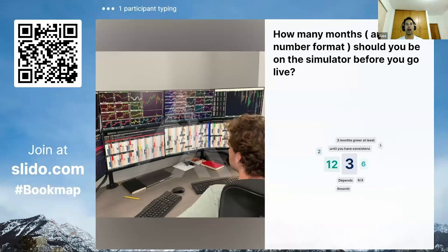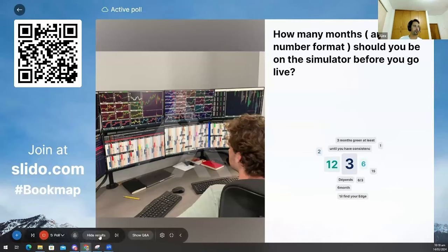But the average on our desk is, best case scenario, 4 months, but the average is between 9 to around 13 months. That's the average time it takes to put a trader live on our desk. So I just hope that gives you a bit of perspective.